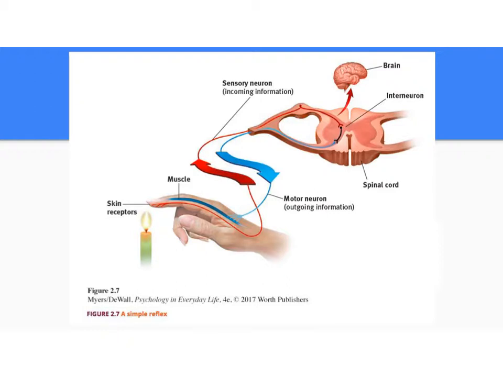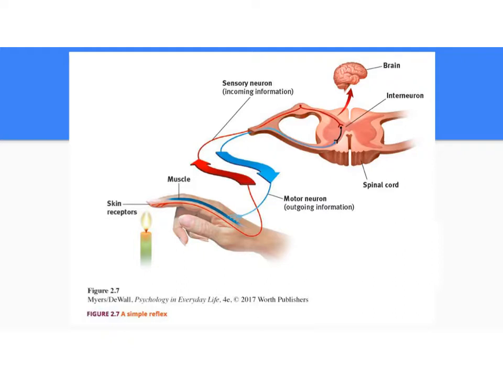So the sensory neuron and the motor neuron are both part of the somatic nervous system, part of the peripheral nervous system. But that interneuron within the spinal cord is part of the central nervous system. And so the central nervous system is made up really of interneurons.